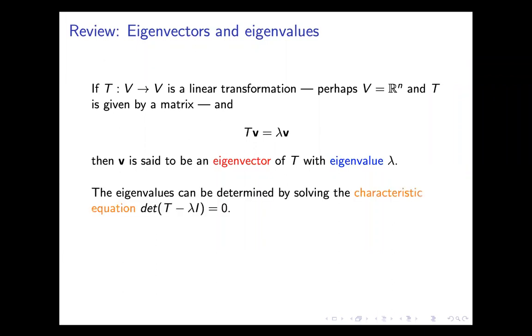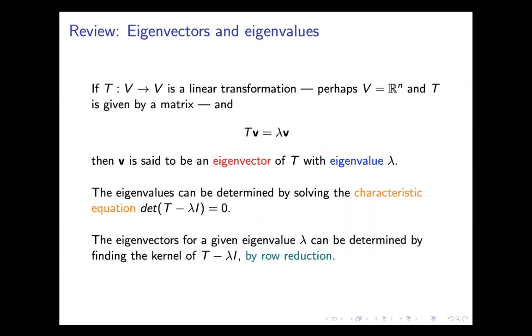And the eigenvalues can be determined by solving the characteristic equation: determinant of T minus lambda I is equal to 0. The eigenvectors for a given eigenvalue lambda can be determined by finding the kernel of the matrix T minus lambda I by row reduction.